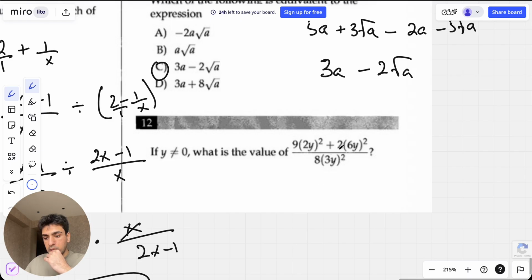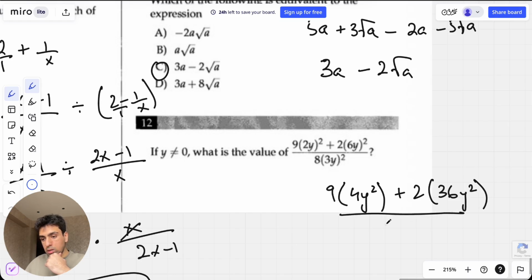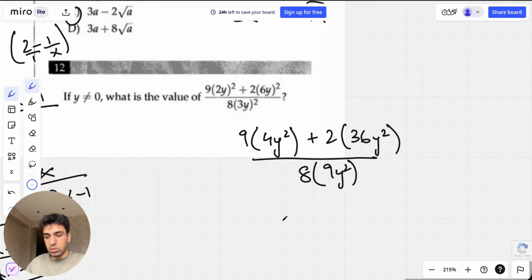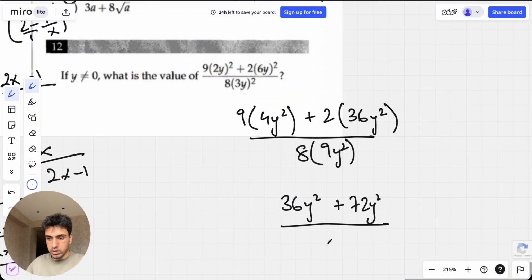Question 12, we have this expression. So if we open the brackets, we get 9 times 2y squared is going to be 4y squared, and plus 2. 6y squared is going to be 36y squared, divided by 8, and then 3y squared is going to be 9y squared. Now we can expand, we can open this, so 9 times 4 is 36y squared, 2 times 36 is 72y squared, divided by 8 times 9 is 72y squared.